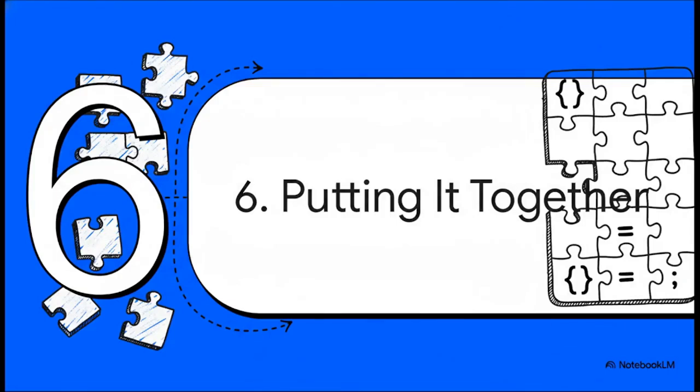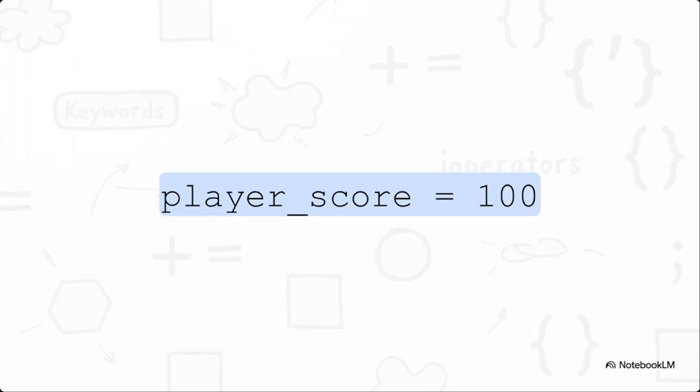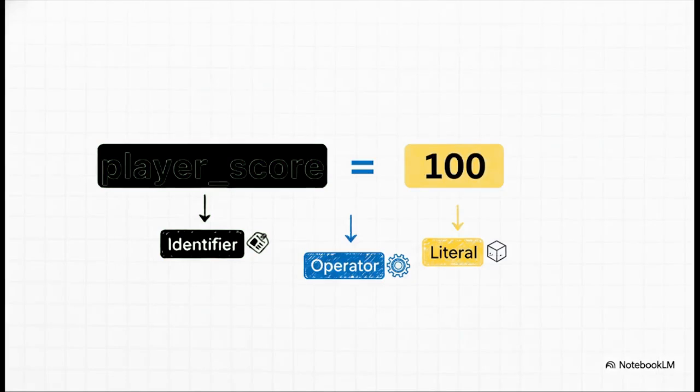So we've seen all the individual building blocks. Now let's circle all the way back to that original puzzle we started with and put our new knowledge to the test. Remember this little guy? Player score equals 100. When we first looked at it, it just seemed like one simple command. But now we know better, don't we? We can actually see the individual tokens hiding there in plain sight. And there it is. The computer doesn't see one thing. It sees 3 distinct tokens.